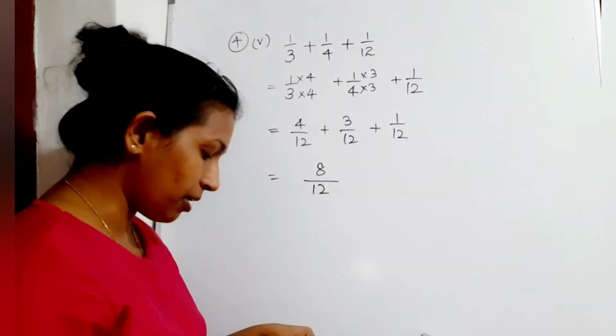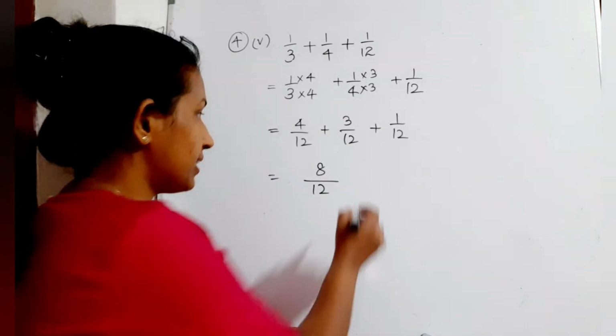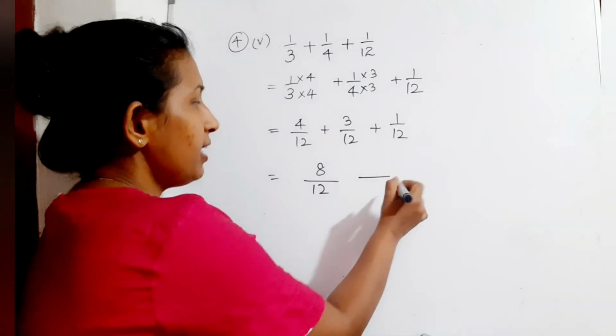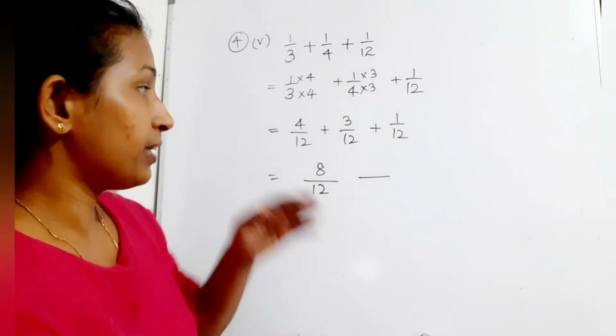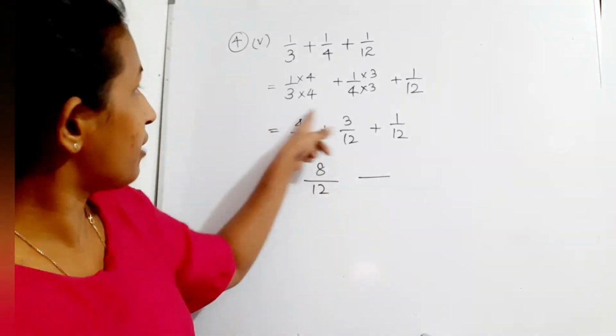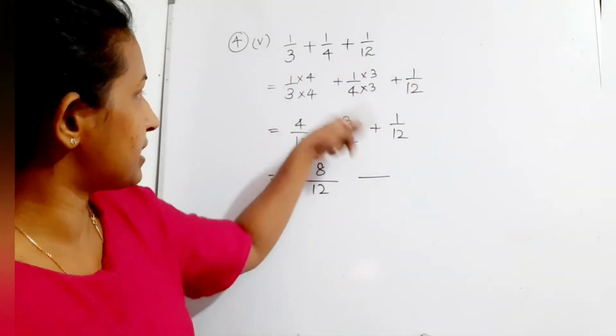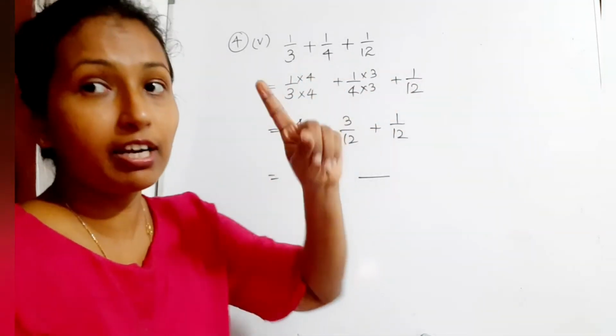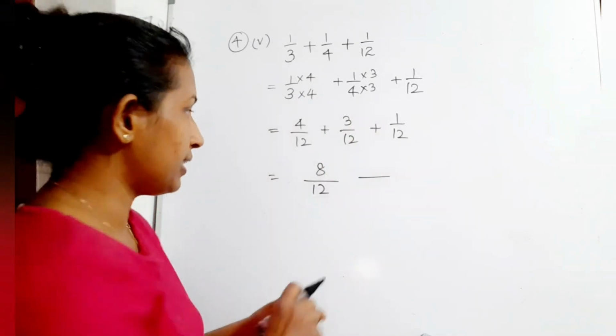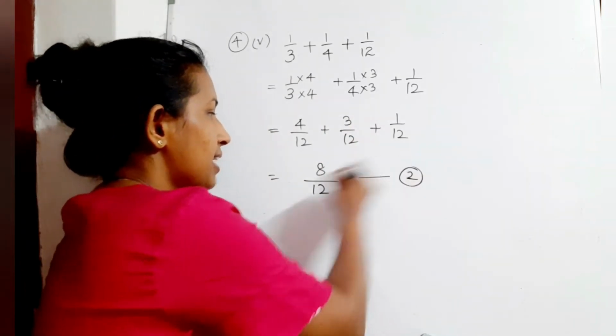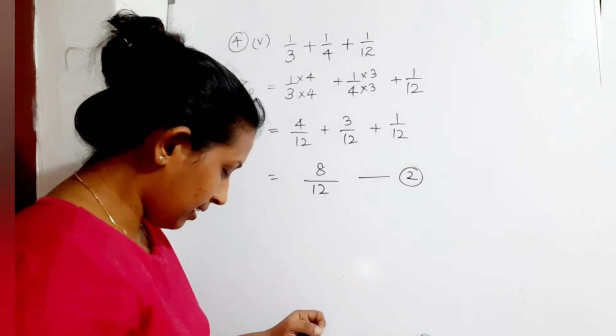Write down the total amount given to the children as a fraction. Then you will be given 2 marks here. 1 mark for the final answer and 1 mark for this step, making the denominators equal. That is how you will be given marks.